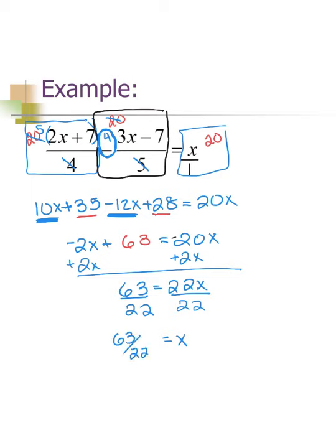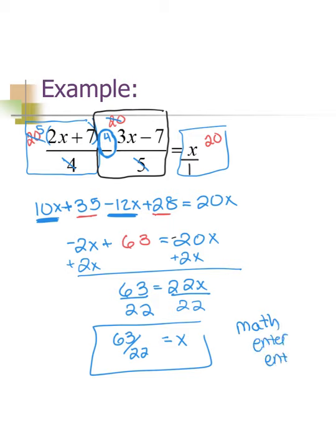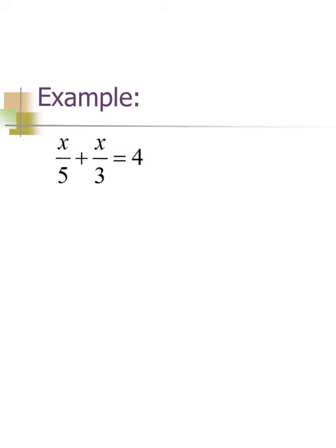If you want to try to reduce it, you can, in the calculator, do 63 divided by 22, hit the math button, hit enter, enter, and this fraction does not reduce. But if it did, by typing in math, enter, enter, it would reduce the fraction for you.